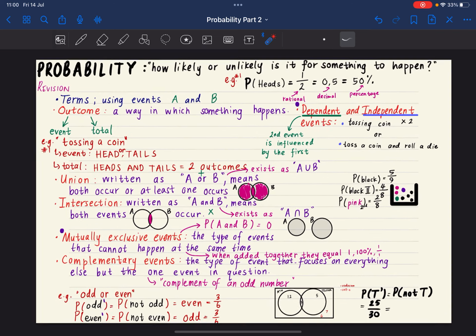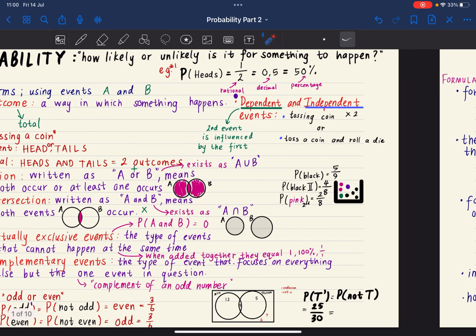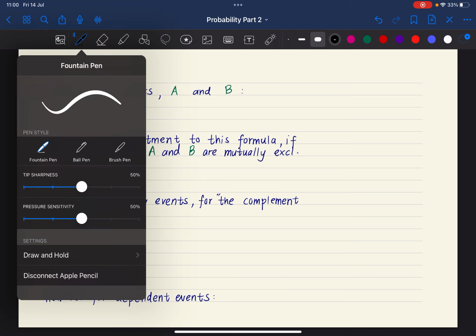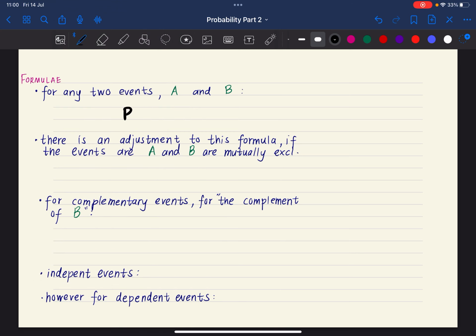Now this is a nice segue. I like how I transition to the next page, which is the formulae. The formulae for different things in probability. So for any two events, you will always use this formula. Let me use another type of pen. The probability of A or B happening is equal to the probability of A, and because we said or always has a plus, the probability of B minus the probability of A and B.